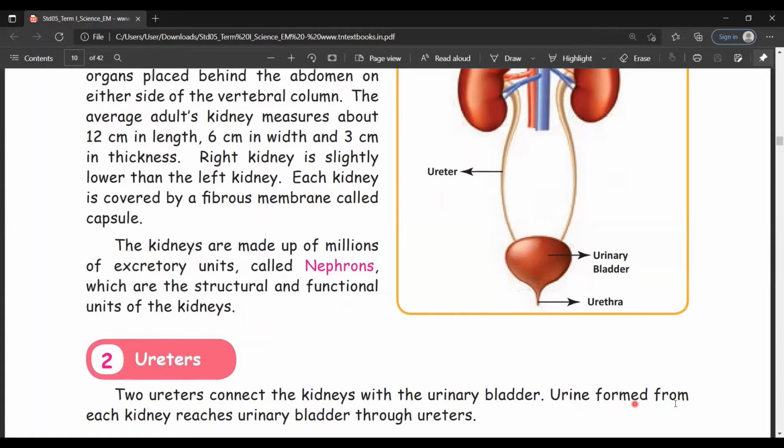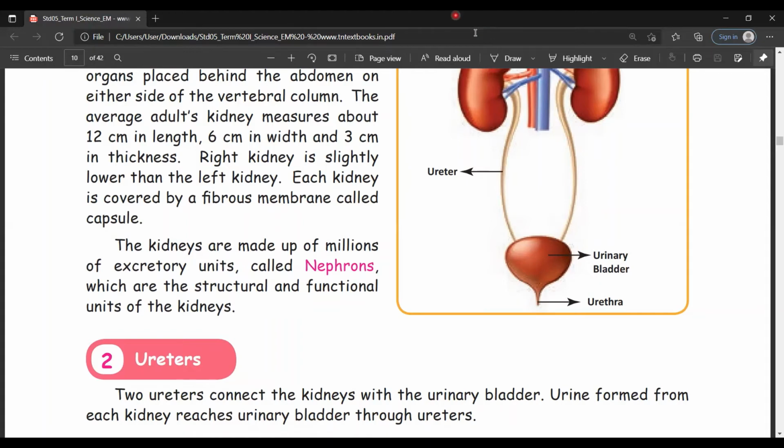Urine formed from each kidney reaches the urinary bladder through the ureters. So after the urine is formed, what happens? It is carried through this ureter to the urinary bladder.